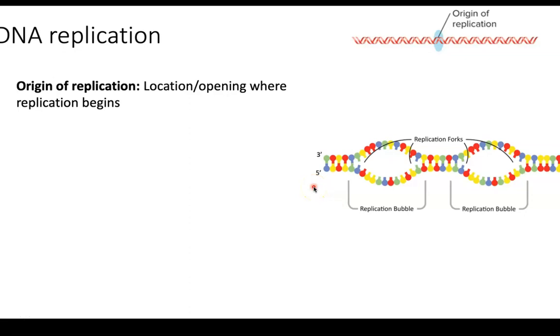So let's talk about a few points before we get too deep into the process. With DNA replication, we have a starting point, and that starting point is actually called the origin of replication. So this is the particular place or opening where replication begins. You have seen a strand of DNA at this point. Of course, it's double-stranded. And if you look here, let's say replication will begin at this point, that will be called your origin of replication.